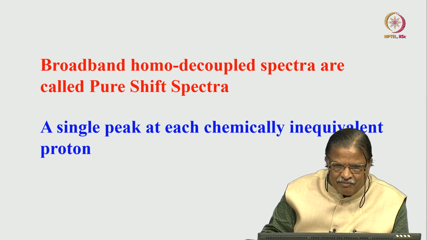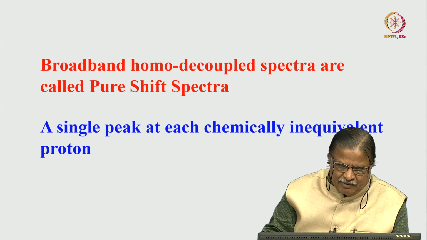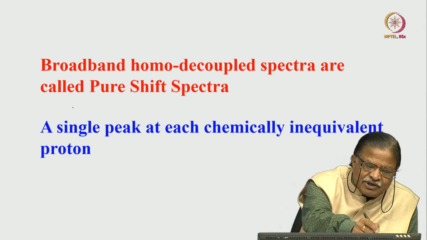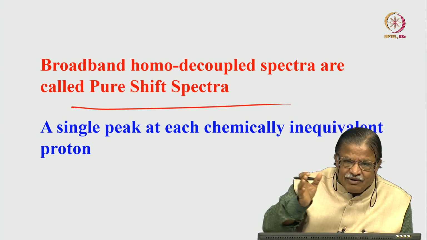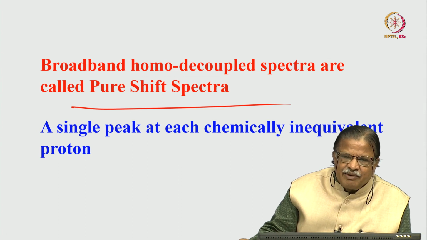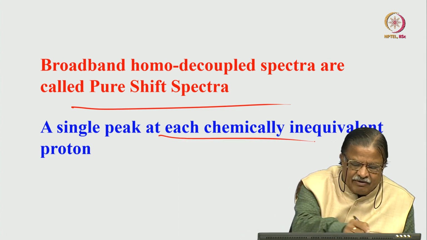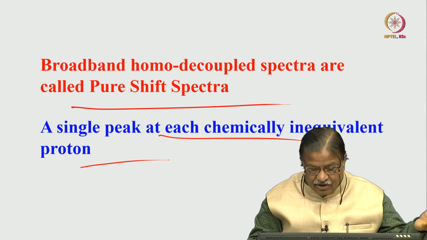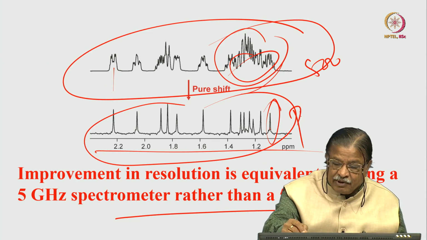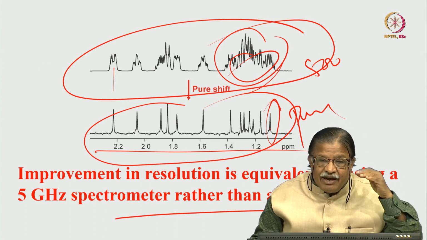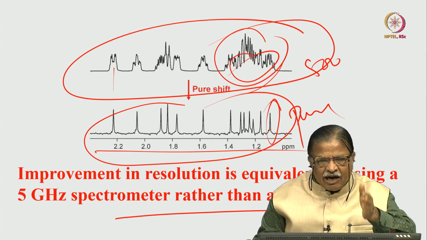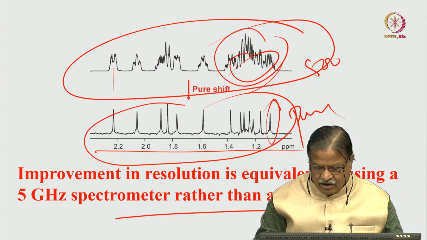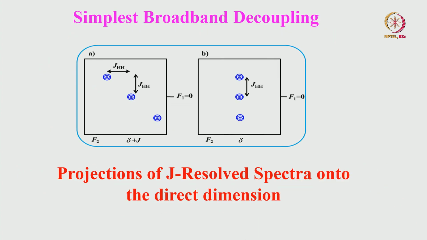The broadband homodecoupled proton spectra you get are called pure shift spectra. That means couplings are completely removed. What you are going to get is only chemical shifts for each chemically inequivalent proton, a single peak at each chemically inequivalent proton, and that type of spectra, which I showed you just now, are called pure shift spectra. So this is the way you can get rid of coupling information and get sharp lines with a highly resolved spectrum. This is called a pure shift spectrum. Okay.